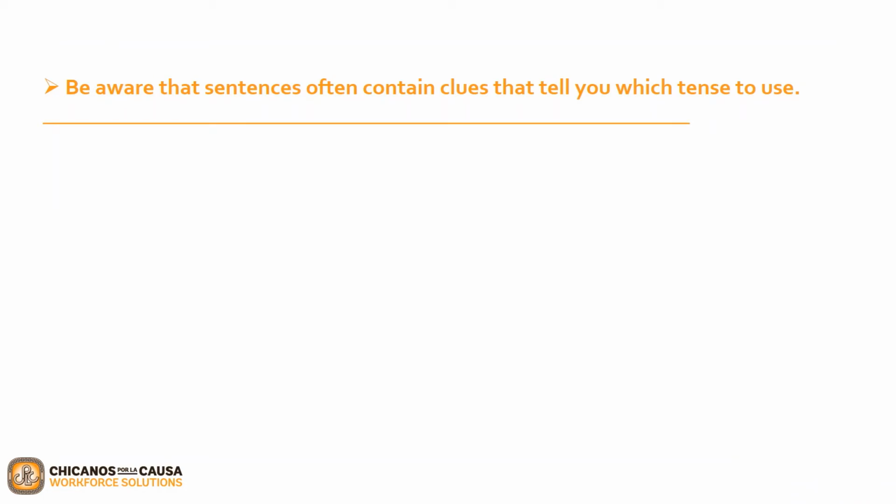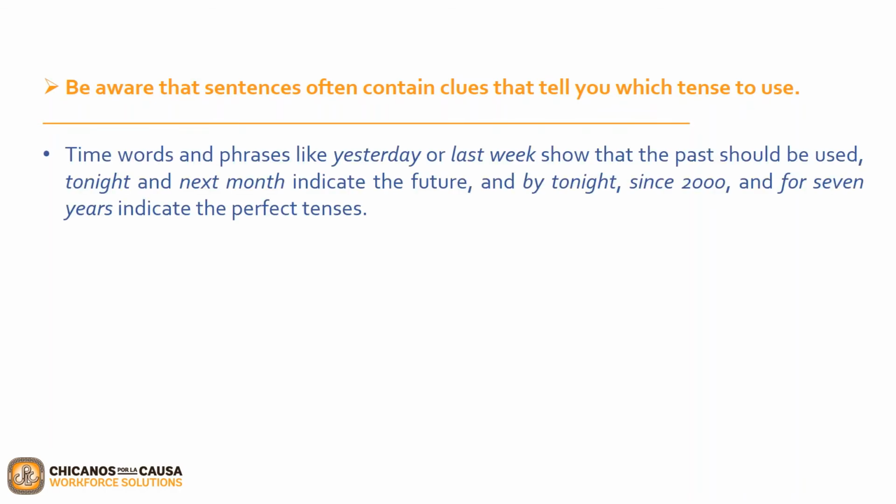Be aware that sentences often contain clues that tell you which tense to use. Time words and phrases like yesterday or last week show that the past should be used. Tonight and next month indicate the future. And by tonight, since 2000, and for 7 years indicate the perfect tenses.